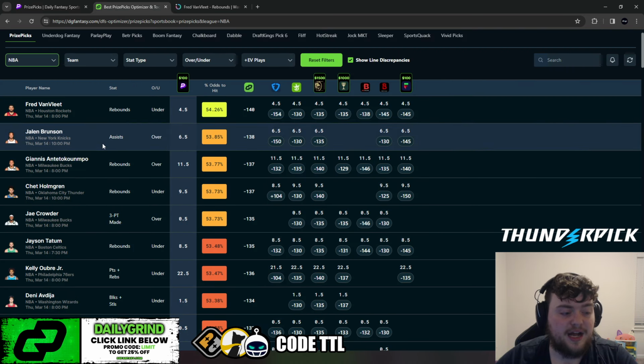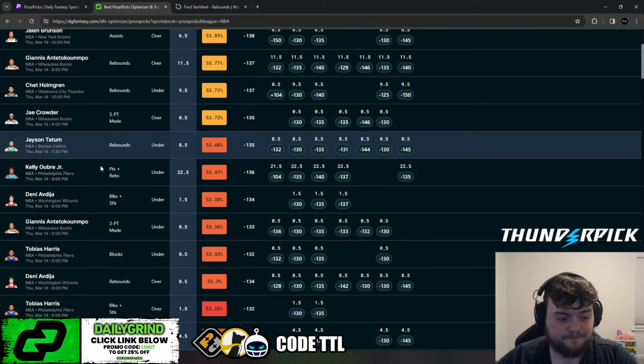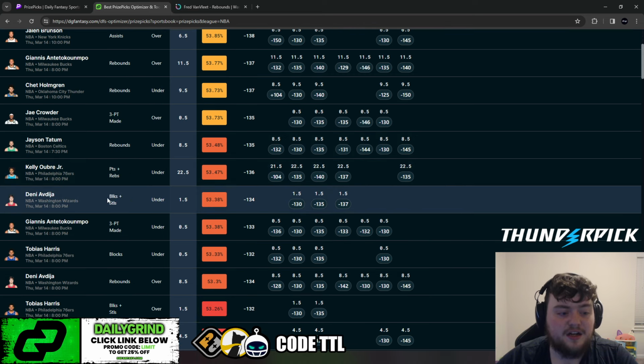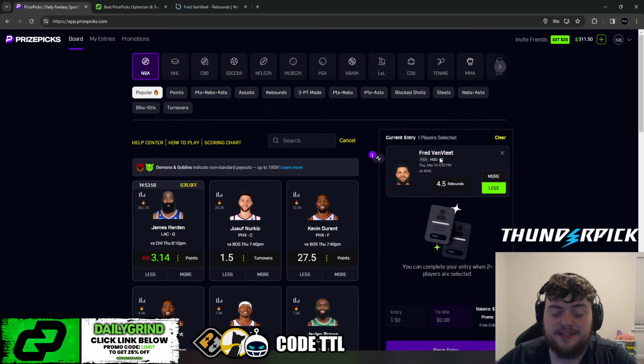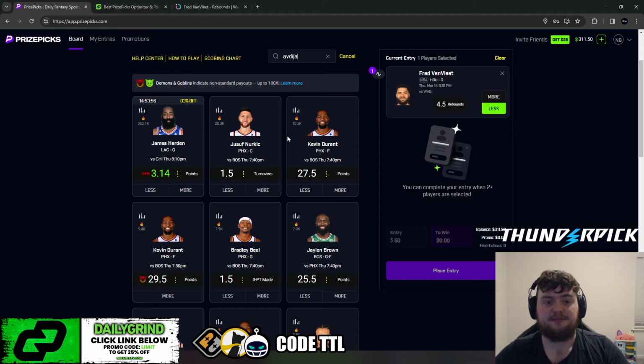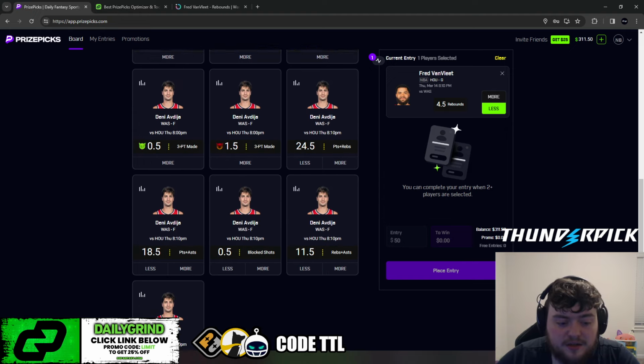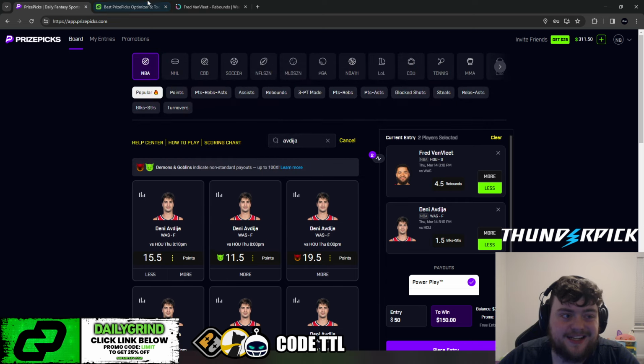Next up, though, I do really love Denny Abdia under 1.5 blocks and steals. So this is on the opposing team versus the Rockets. We can take a look. Abdia under 1.5 blocks and steals here.